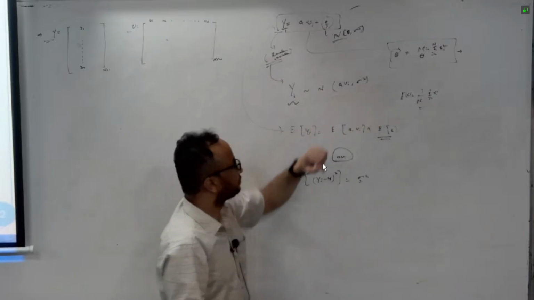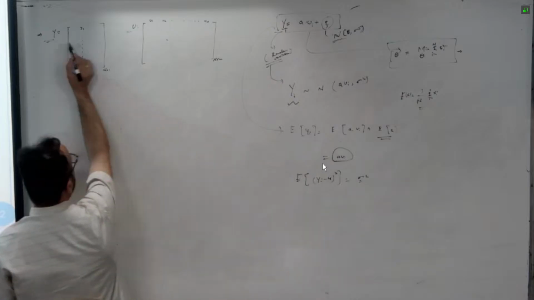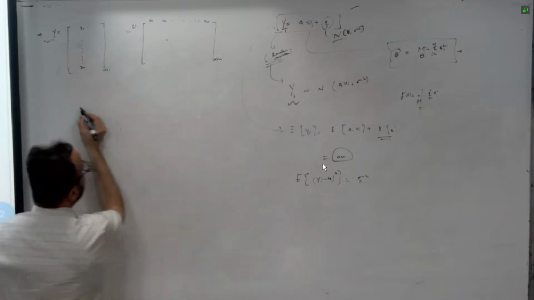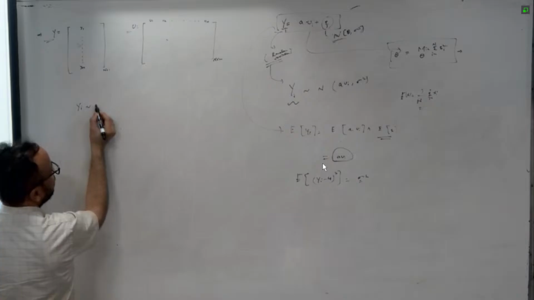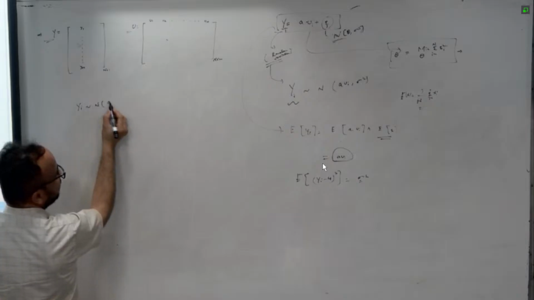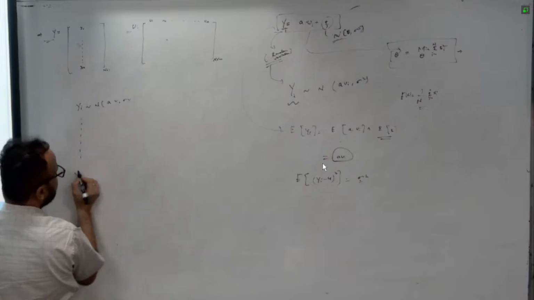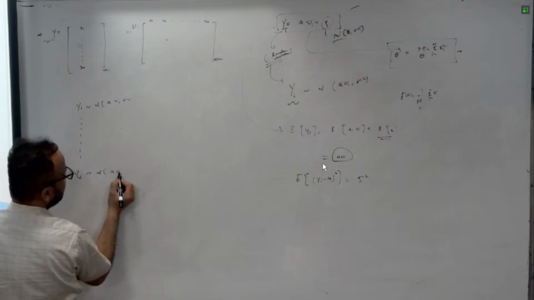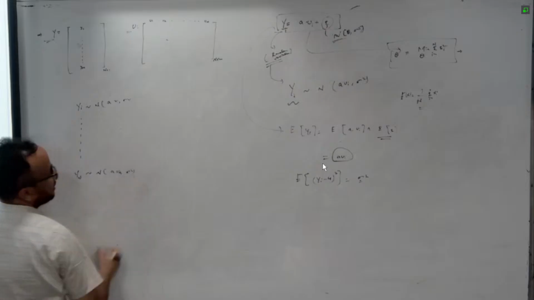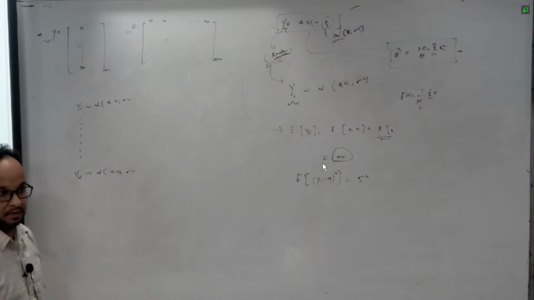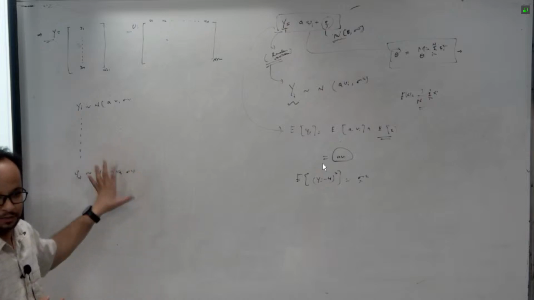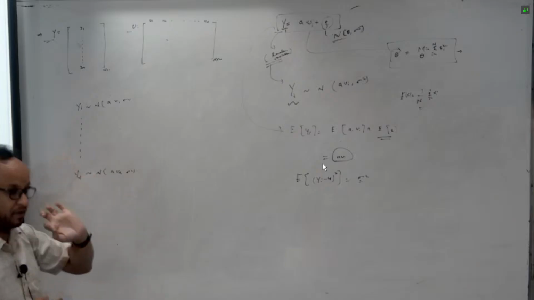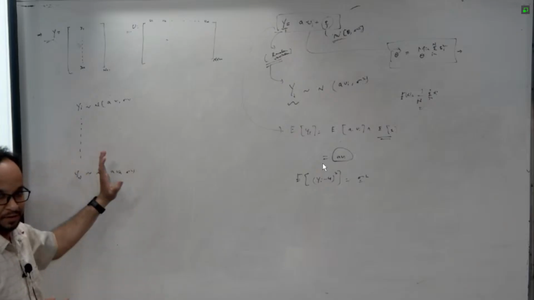So how many samples am I getting? I'm getting n samples. y_i follows a Gaussian distribution with mean a·u_i and variance sigma square. Like that you have n samples, each one following a distribution. Each measurement is now a random variable following a distribution with a mean and sigma square.